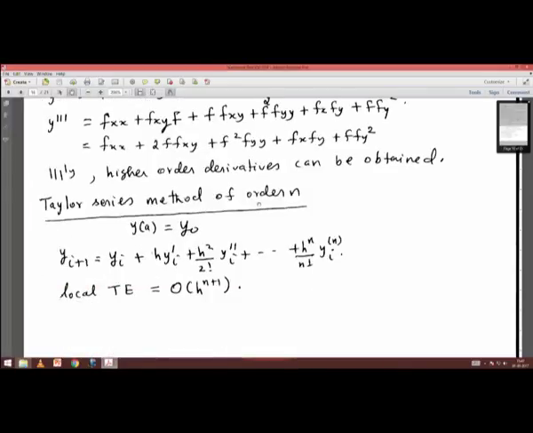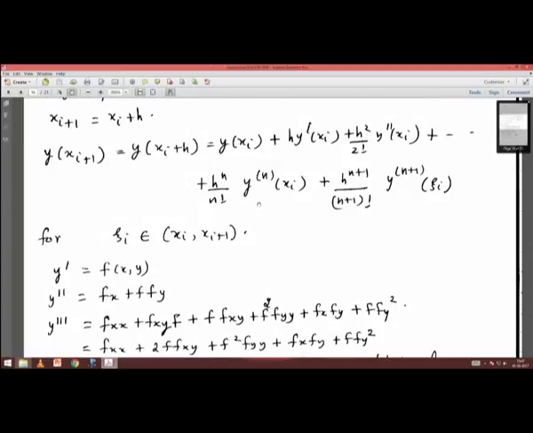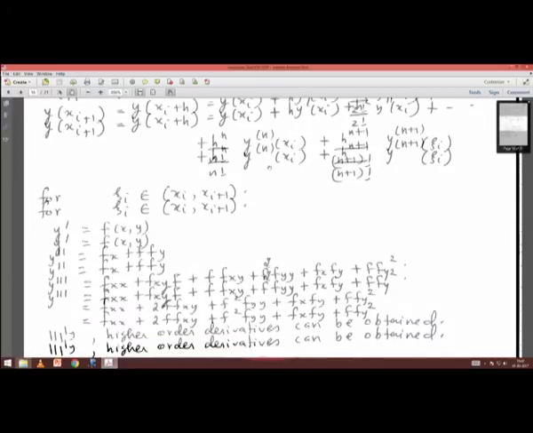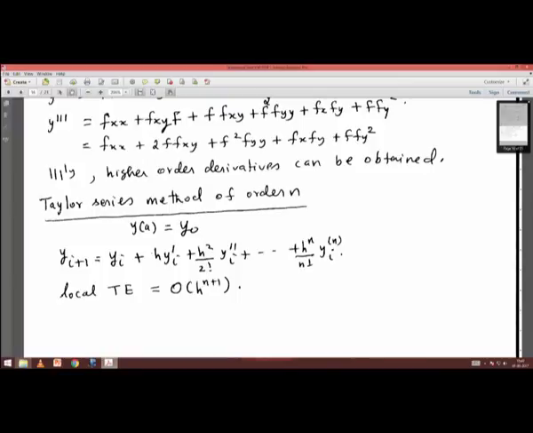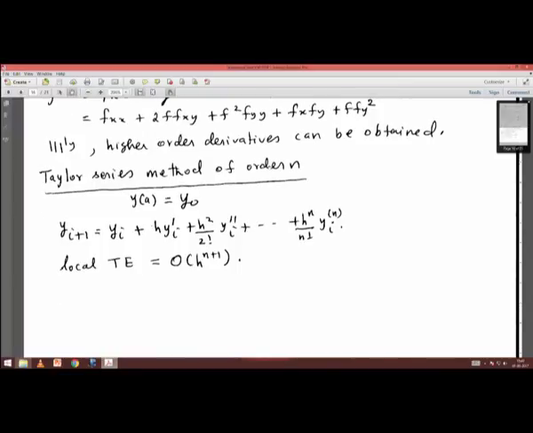So, if I use a Taylor series method of order n, then how do I get it? y at a is y naught. What is the notation that I use? If I compute y of xi plus 1, namely y at xi plus 1, then when I use a Taylor expansion or Taylor series method of order n, I obtain an approximate solution. I shall denote that solution by y i plus 1. So, that is the notation that we have used here.